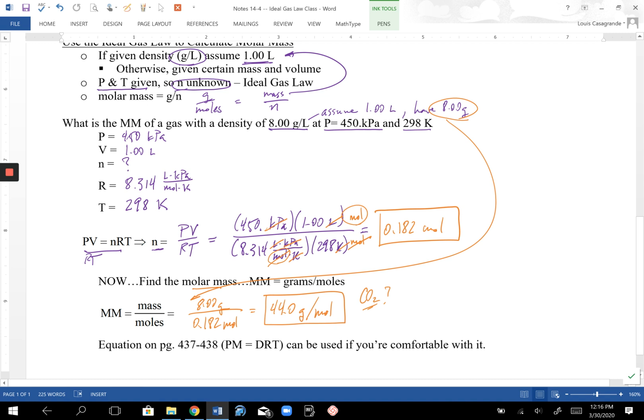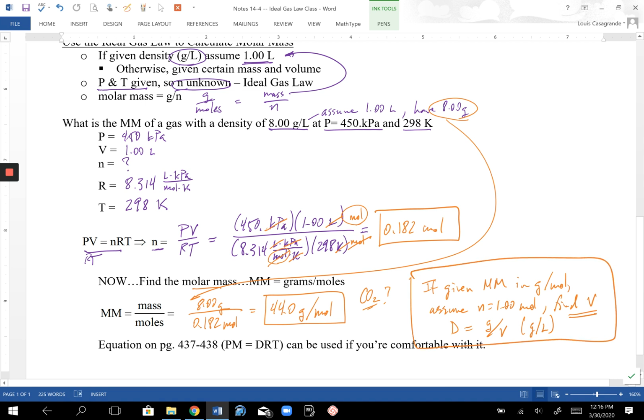All right, so remember, if you're given the molar mass, the other way works as well. To find the density, if given the molar mass in grams per mole, assume that n is equal to 1.00 moles, and you're going to look for the volume. Then the density is just going to equal the grams divided by the volume, and that's going to be in grams per liter.